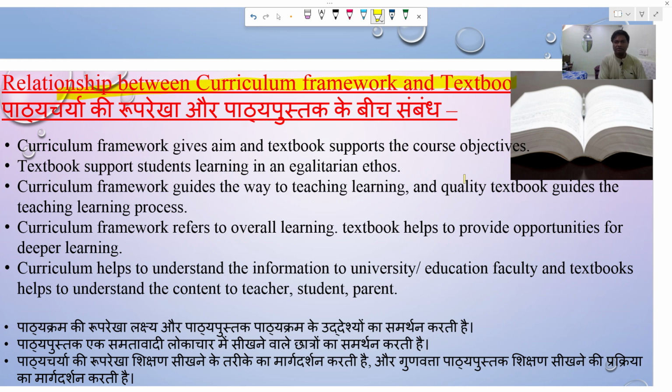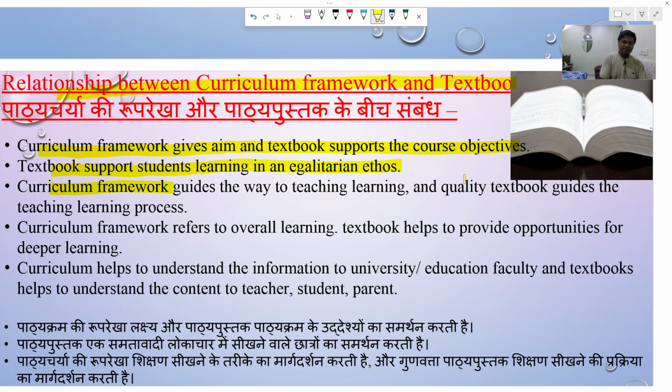Now moving to the next, relationship between curriculum framework and textbook. Curriculum framework gives aim and textbook supports the course objectives. So curriculum framework is the overall goal that the student has to achieve throughout the entire year, while textbook is a supportive material for the course objectives. Textbook supports students' learning in an egalitarian ethos. So basically egalitarian ethos refers to the support given by the textbook to the students.